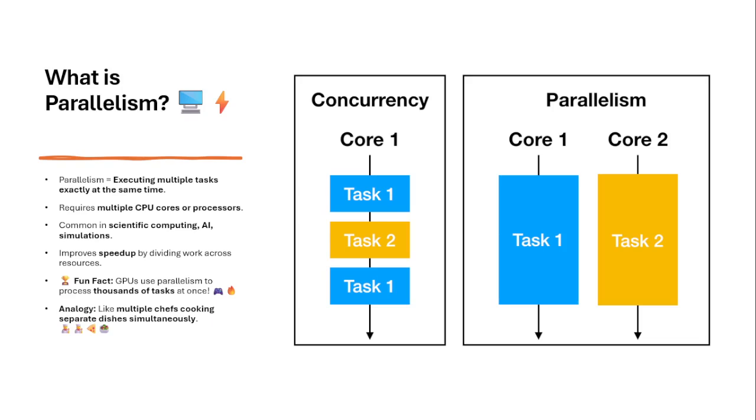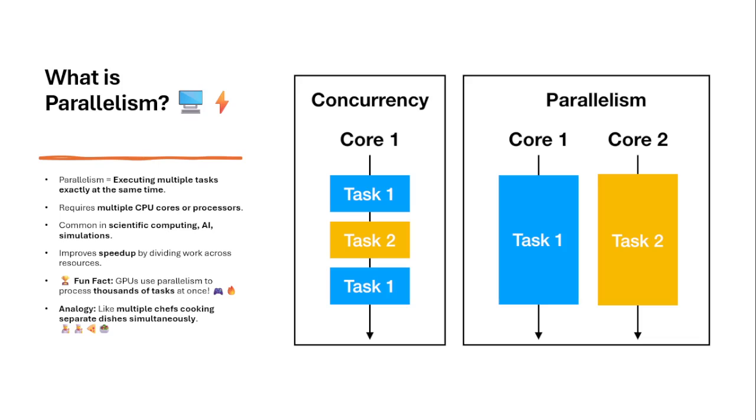First, we'll talk about multi-core CPUs. In this, each core processes a separate task at the same time. Second is GPUs, which are designed for parallel processing, handling thousands of operations at once. Then we have clusters and supercomputers, which spread workload across multiple machines for massive computation.